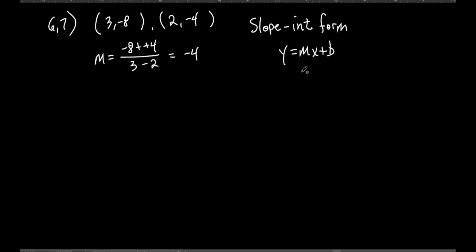So we know the slope. What do we got to find now? The y-intercept, correct? So how do we do that? I'm going to put a negative 4 in for the slope. How do I find the y-intercept? We did it already. We just did it on the last problem.